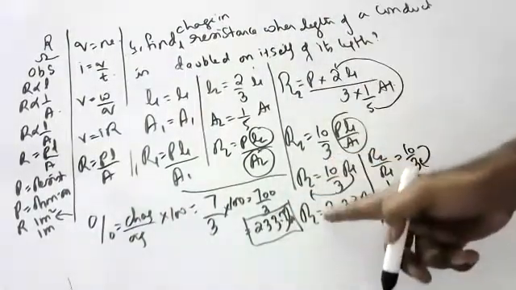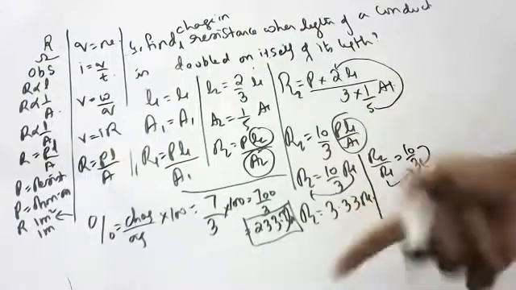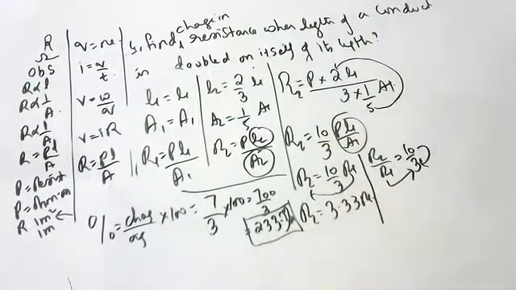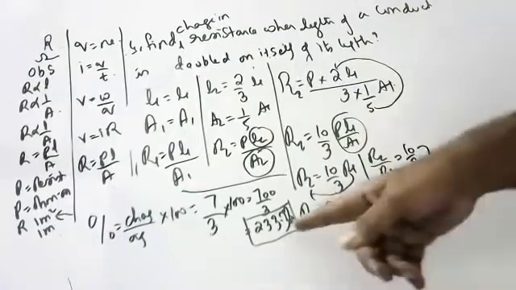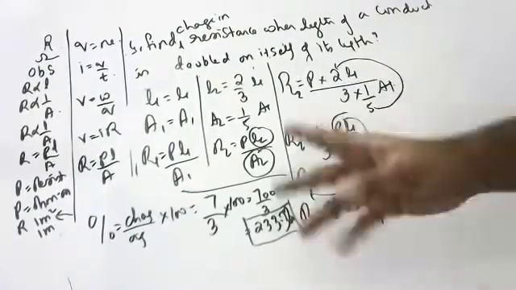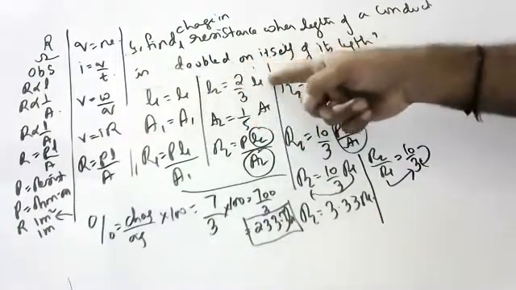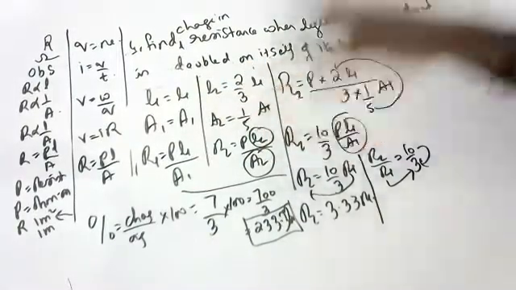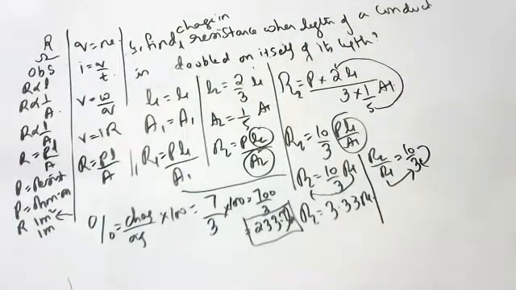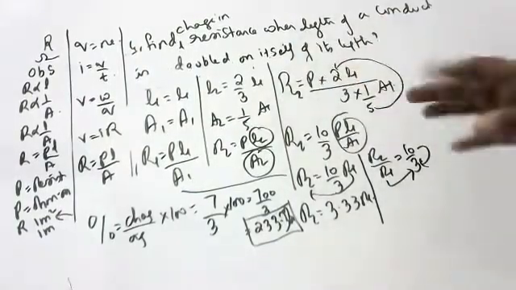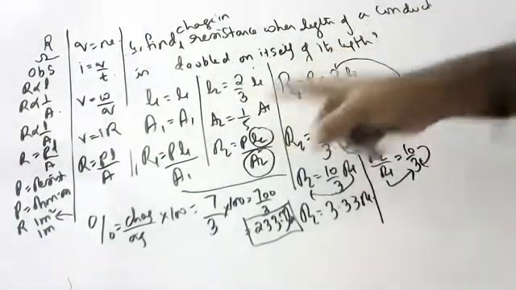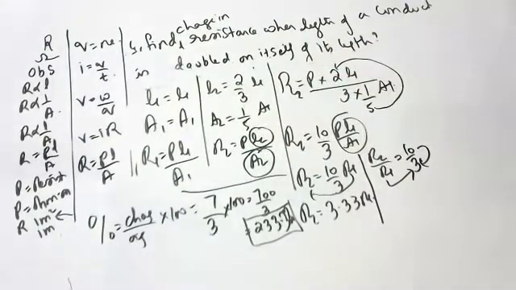Increase only, no, children. R2 is becoming 3.33 times the original. So a 233.3% increase in the resistance happened when you made the area 1/5 of original, like this. Very beautiful substitution. Only thing is you should understand. First step, second step, third step. That's all.